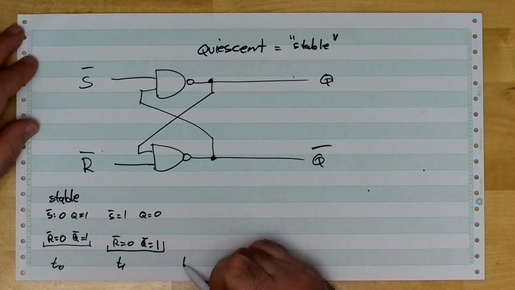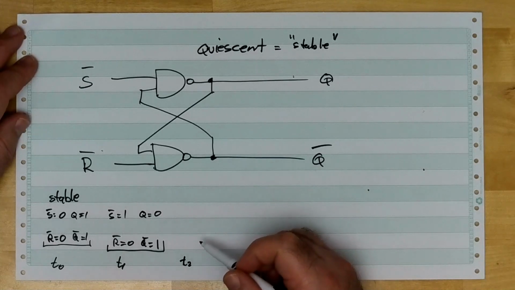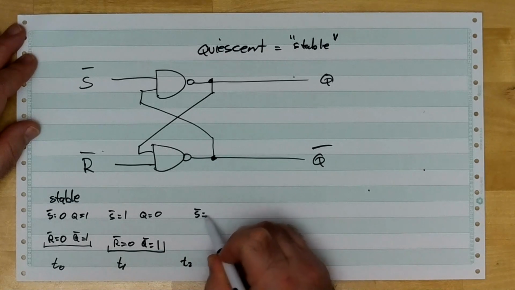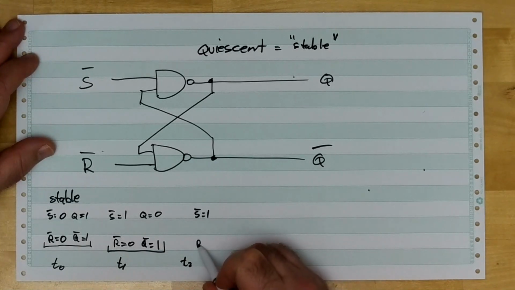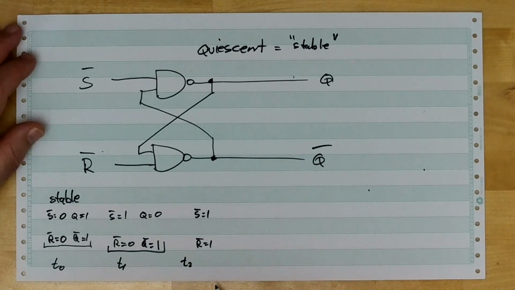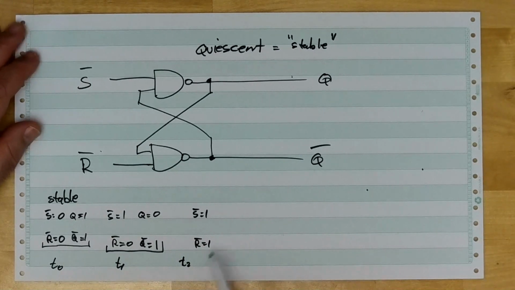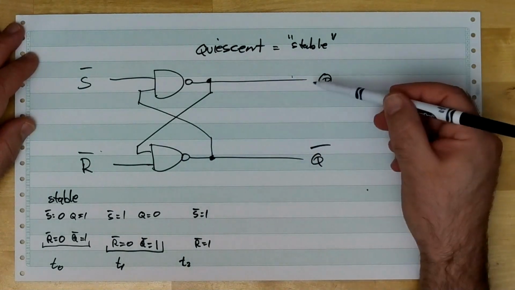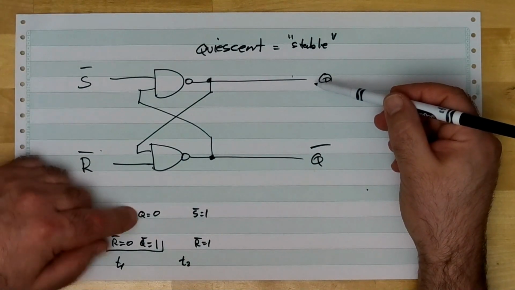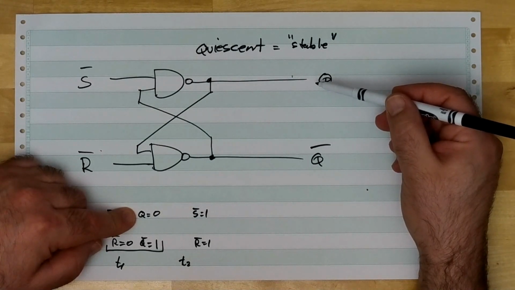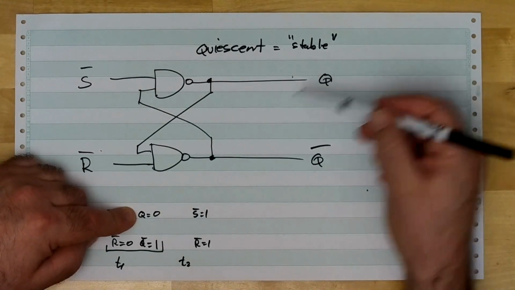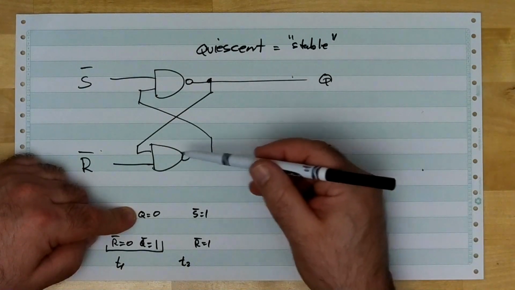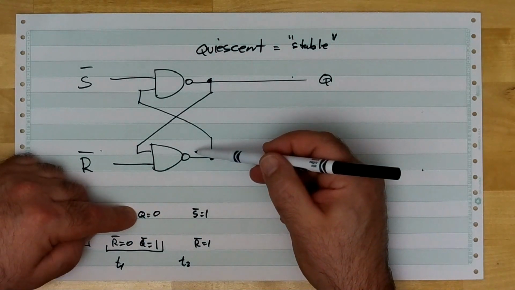So let's say at time t2, let's raise R bar from a 0 to a 1 as well. So leave S bar at a 1, only change one thing at a time. R bar now becomes a 1. What's going to happen? Well, R bar is NANDed with Q. Q is currently a 0, right? So we can say that anything NANDed with a 0 is still, what? It's going to become a 1, right?